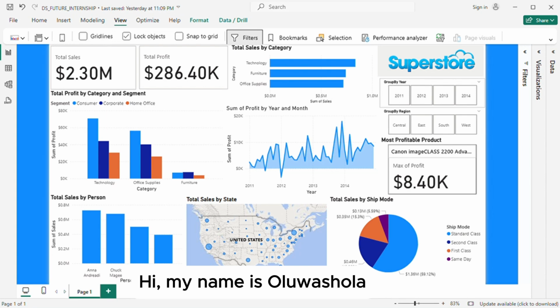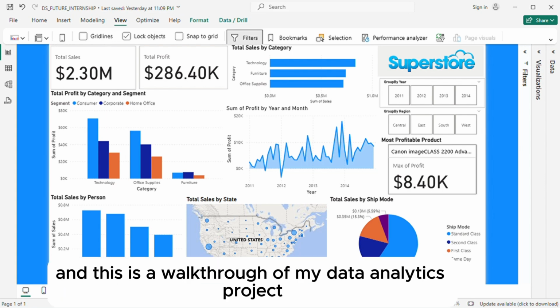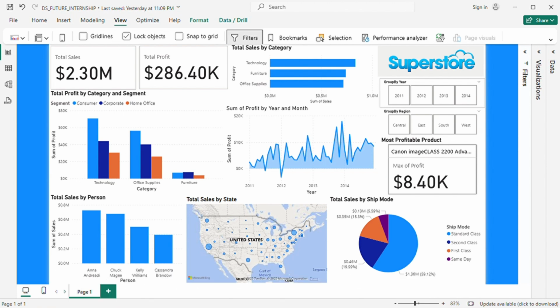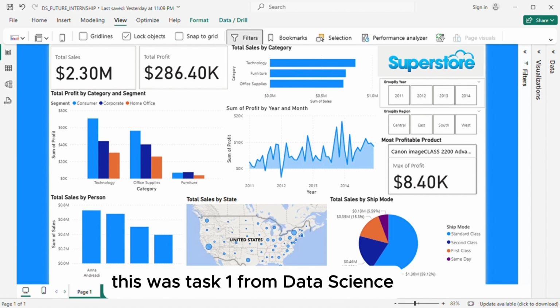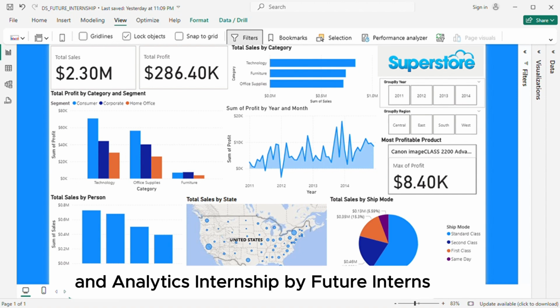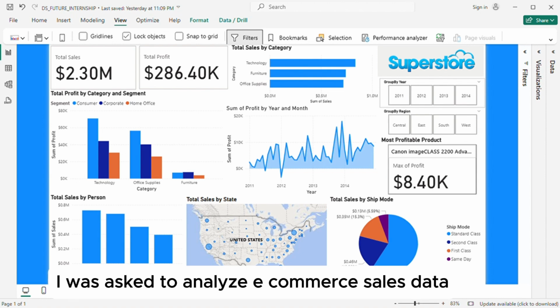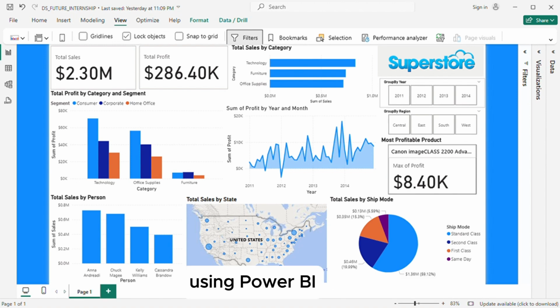Hi, my name is Oluwashola, and this is a walkthrough of my data analytics project titled Superstore Sales Dashboard. This was task 1 from the Data Science and Analytics Internship by Future Interns, and in this task, I was asked to analyze e-commerce sales data using Power BI.